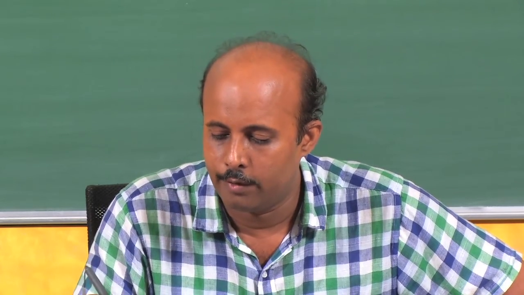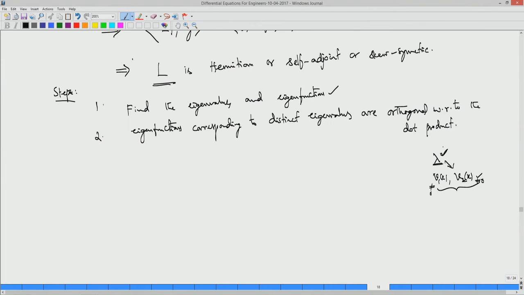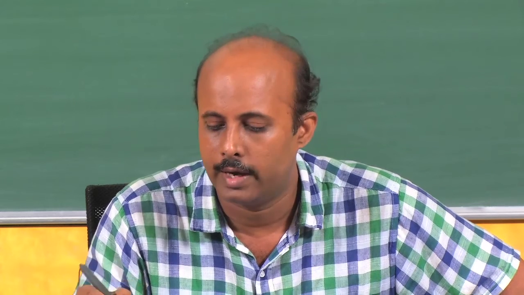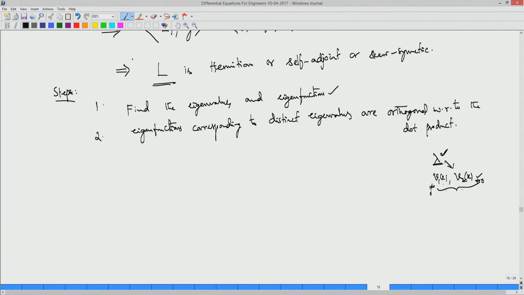You are doing the same thing here: you fix this lambda in Ly equal to lambda y with the boundary conditions, and calculate the non-zero solutions. If you get two solutions, they are certainly linearly independent, but you cannot say they are orthogonal. For a repeated eigenvalue, I have two eigenfunctions corresponding to it. In such a case you make them orthogonal by the Gram-Schmidt process, by redefining v2(x).